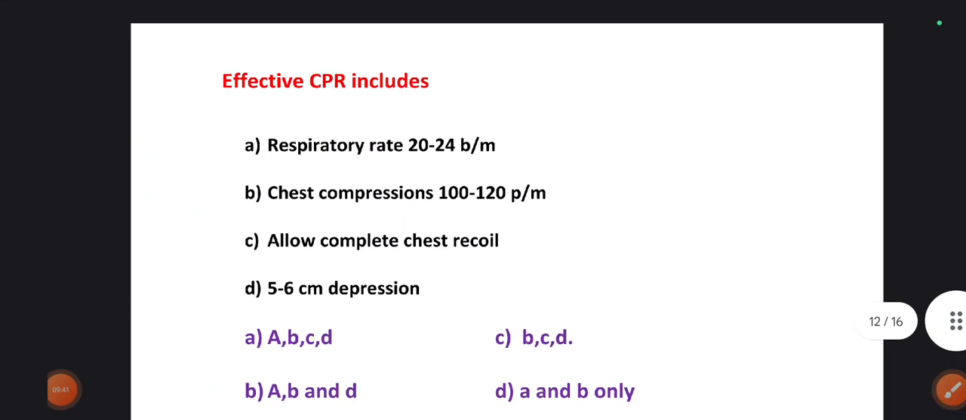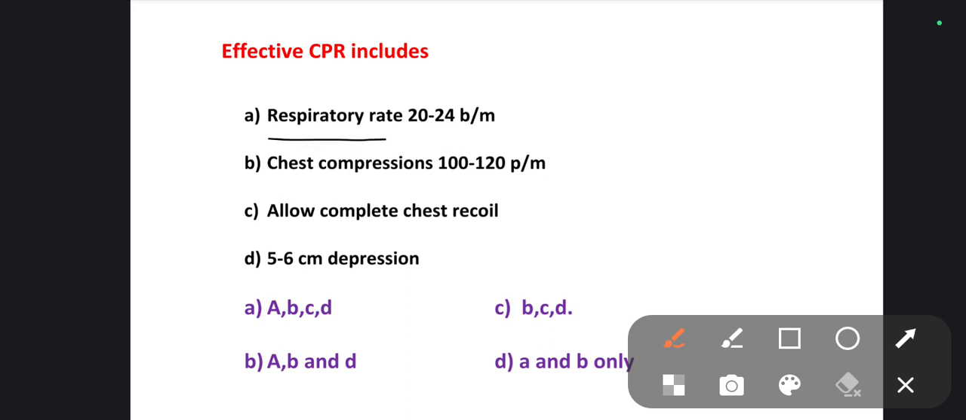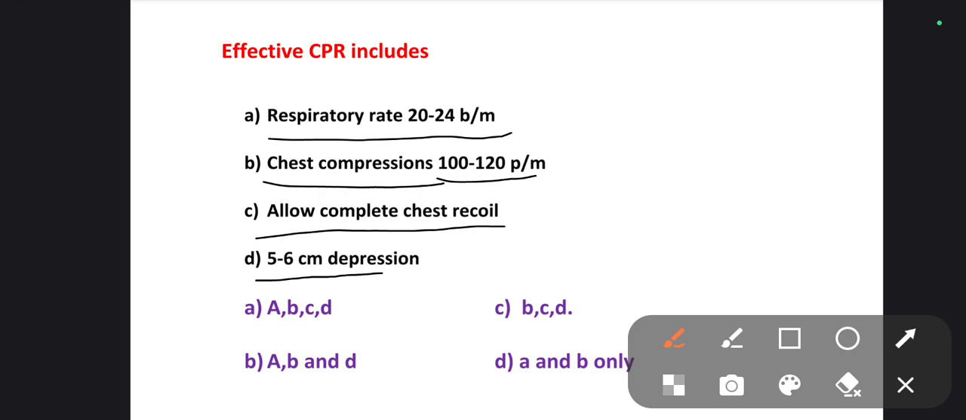The next question is, effective CPR includes. So when can we say the CPR is very effective for the patient? Options are: respiratory rate 20 to 24 beats per minute, chest compressions 100 to 120 per minute, and allow complete chest recoil. Option D is the 5 to 6 centimeters of depression. Depression is nothing but how much compression we give for the patient by our palm.